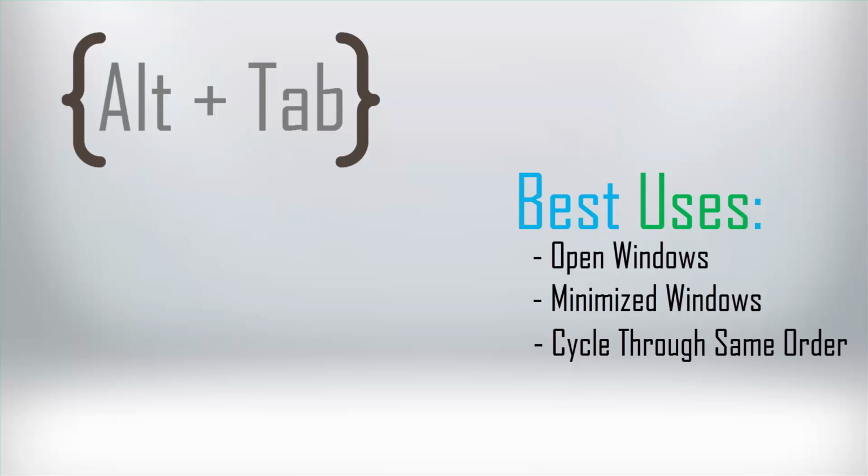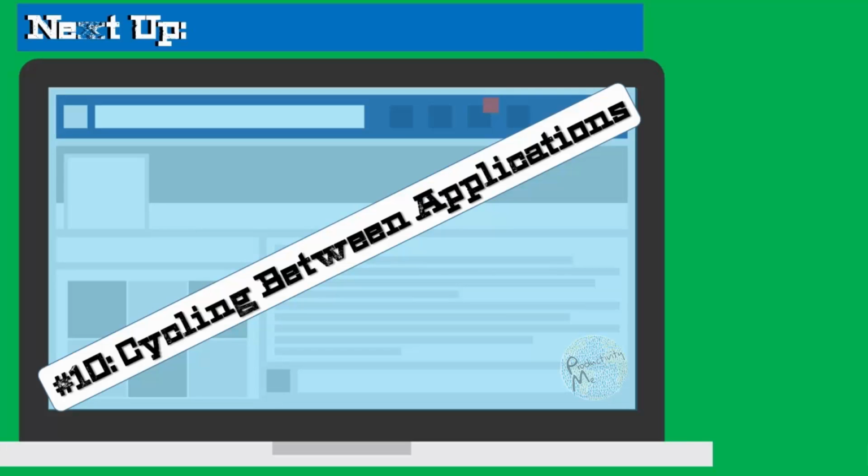Having covered both Alt-Tab and Alt-Escape, we'll now move to the third and final method to tab between applications. Thus, in our next video, we'll look at a keyboard shortcut of Windows T.